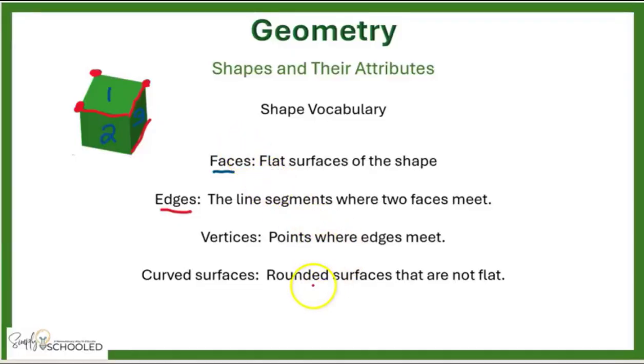Curved surfaces are rounded surfaces that are not flat. This 3D shape does not have a curved surface, but a ball or a sphere does have a curved surface. So it can be made up of curved lines. Remember, the defining factor of a 3D shape is that it has height. It has space and volume to where you can fill it.